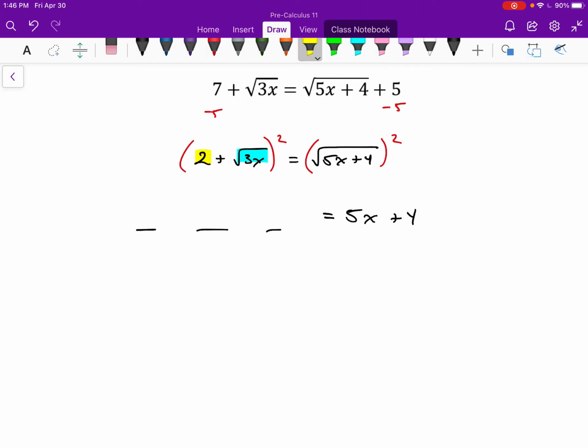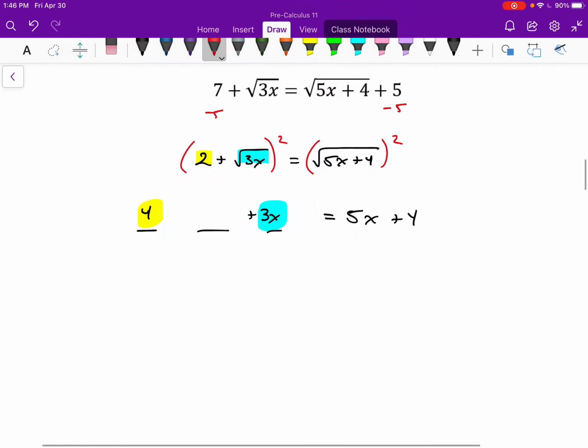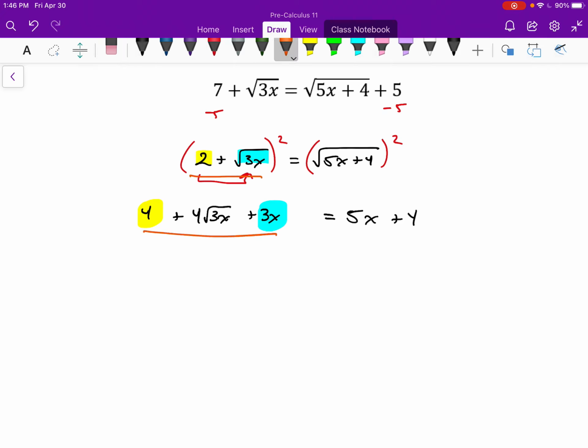I know the first term is going to be 2 times itself, so 4. I know the last term is going to be root 3x times itself, so 3x. The middle term is going to be 2 times root 3x times 2. So 2 times root 3x is 2 root 3x, times 2 is 4 root 3x. Alternatively, I could write it out twice and FOIL it out. But again, I'm hoping we can go from here to here as quickly as I just did.